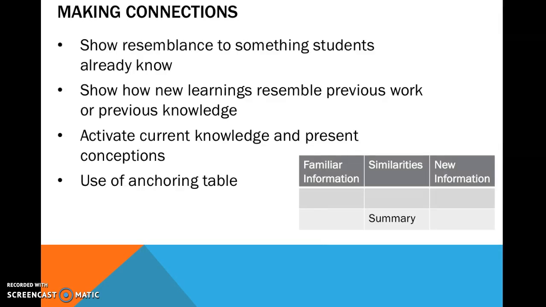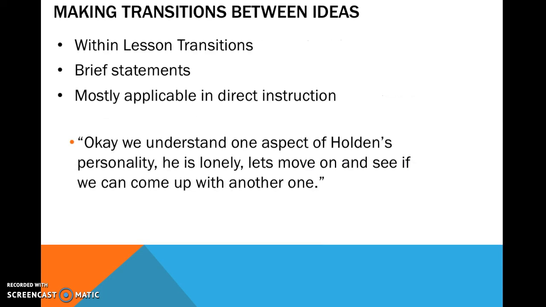Making connections shows resemblance to something the students already know. So you want to connect to, if you're reading a book, what's been happening in the book and what they already know. So you can make an anchoring table. You can use familiar information on the left, new information on the right, similarities in the middle, and then a summary question or statement at the bottom. And that just means you're taking what information the students already know and they're listing it out, and they can make connections to that with the new material.